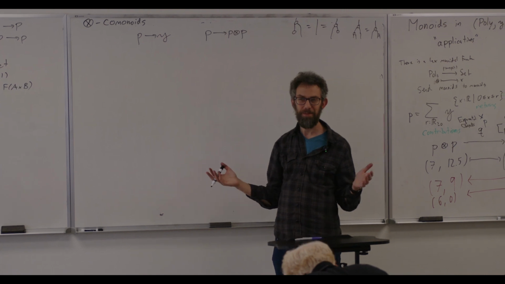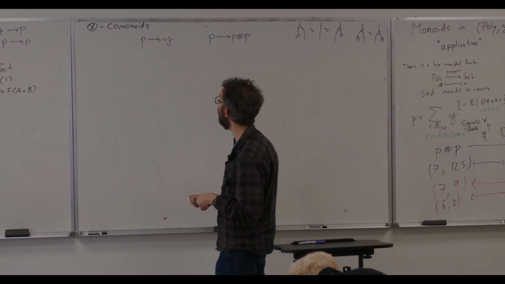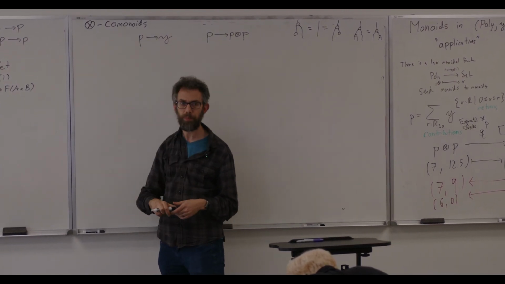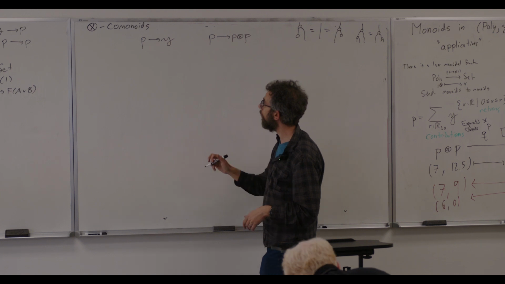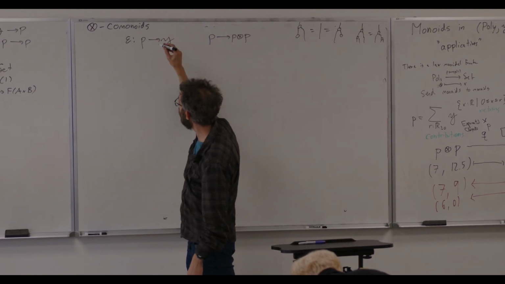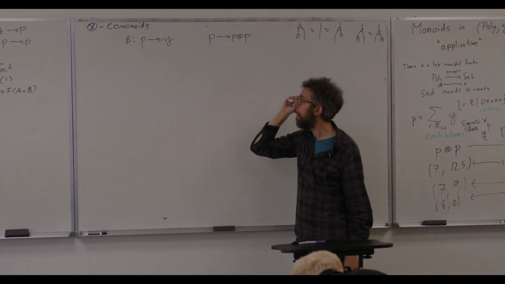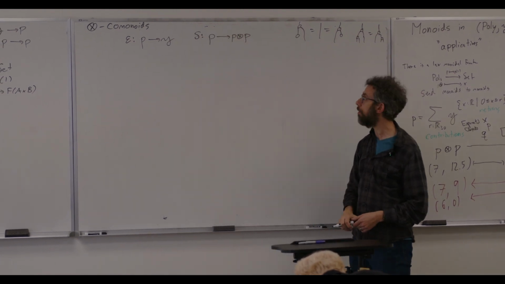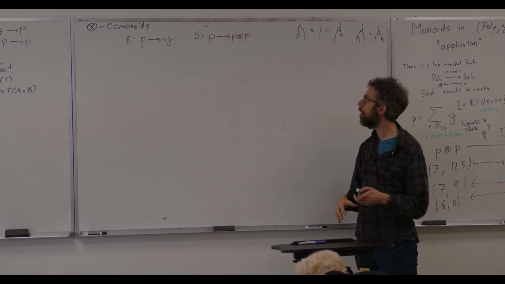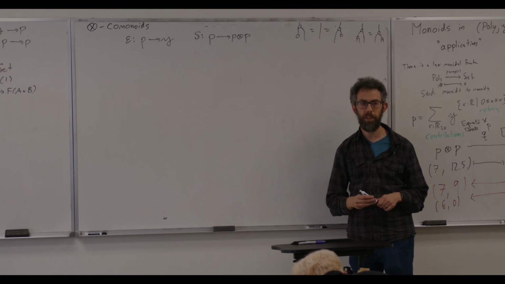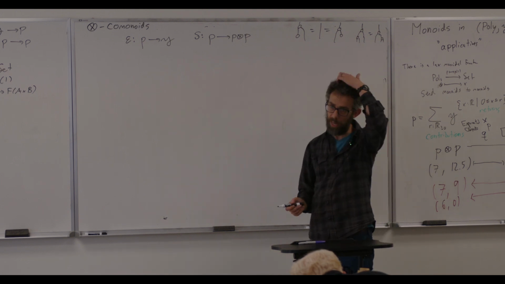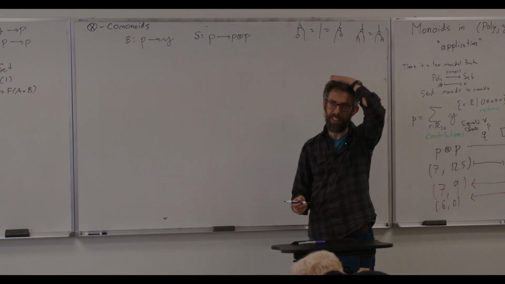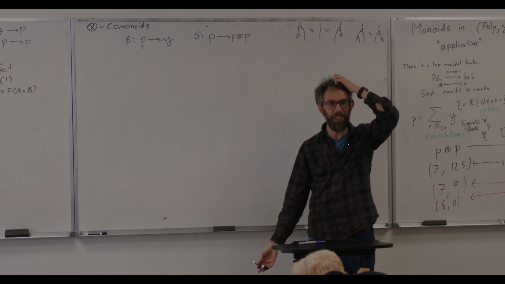So we're like, okay, tell me about the comonoids in poly, the tensor comonoids. And so to give one is to give a natural transformation from p to y and a natural transformation from p to p tensor p. And these should be sensible in the sense that they're co-associative and co-unital and that sort of stuff. And what that feels like is that it's not weird. It's not completely contrived.